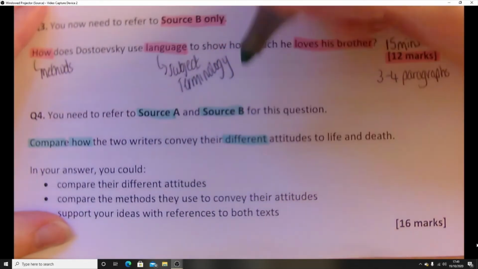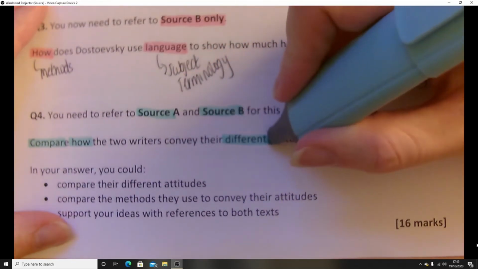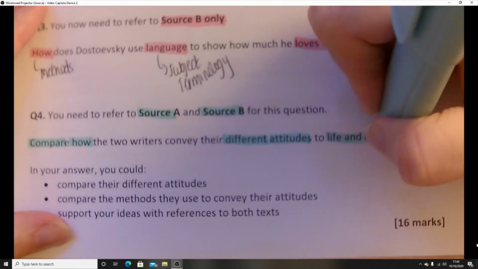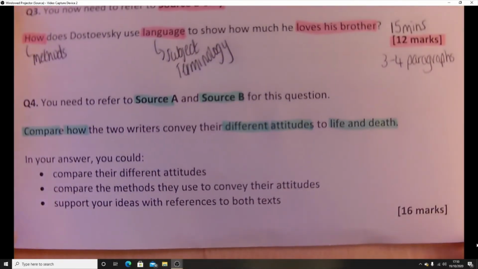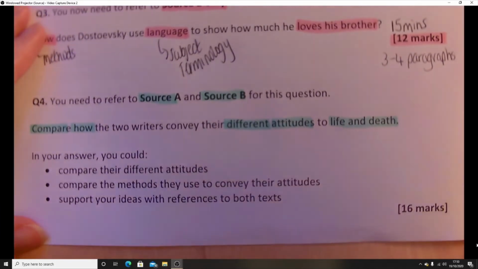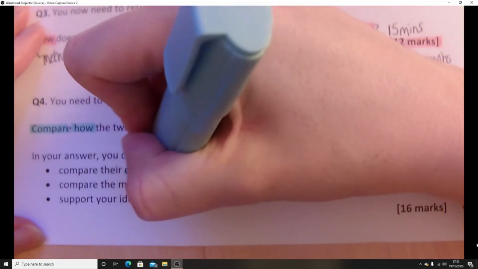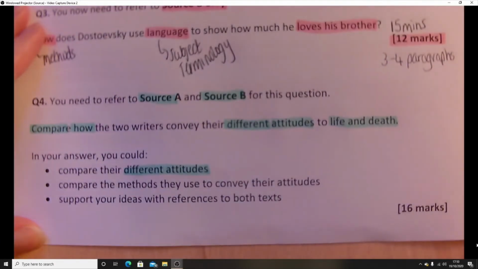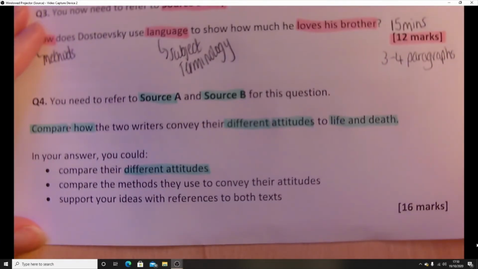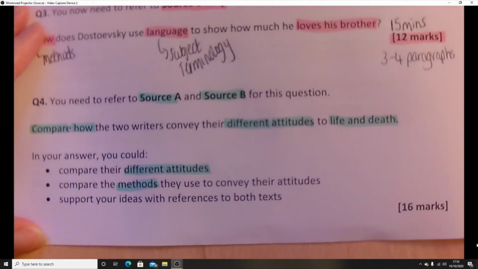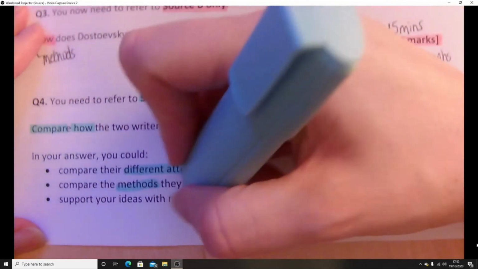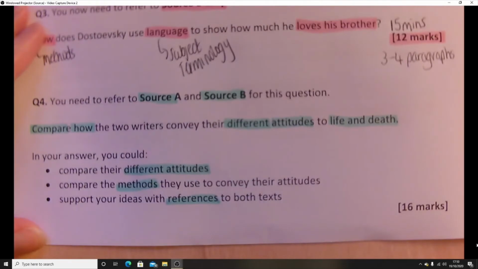So my keywords there: different attitudes to life and death. Okay, now it will always give you some bullet points to support some things that you need to look for. Obviously, it's drawing attention again to that idea of attitudes, and I'll talk about that in a second. It's asking you to compare methods, and it is asking you to support your ideas with references to both texts.